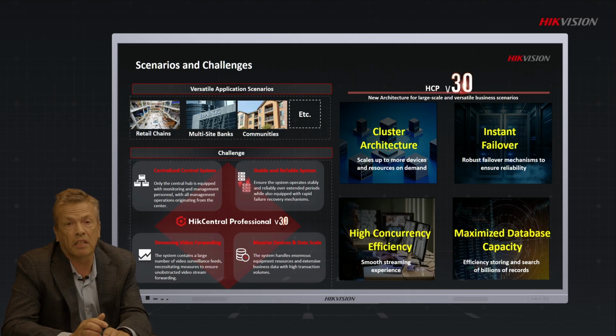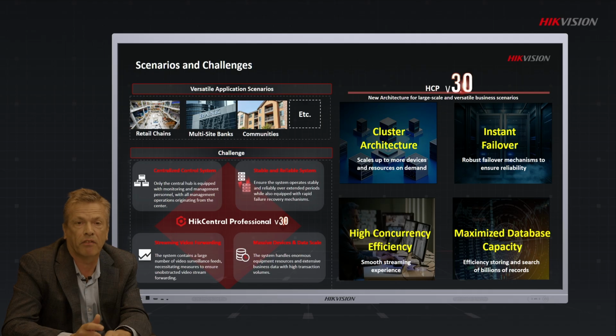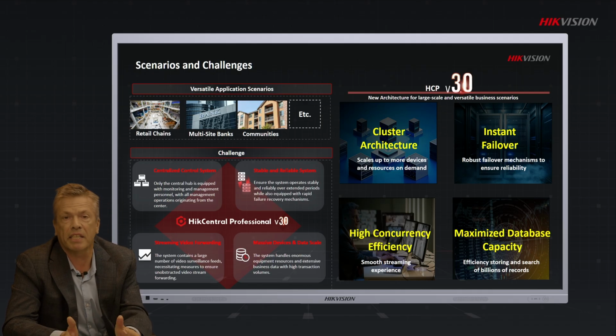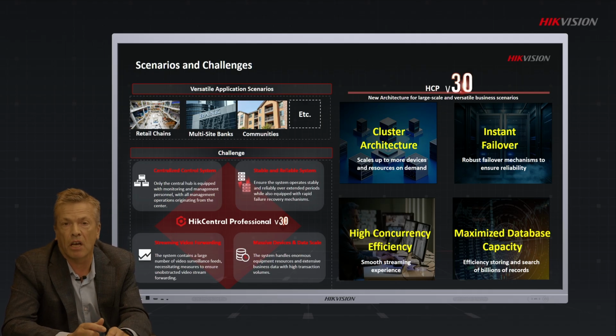As we move into large-scale central management scenarios, think retail chains, multi-branch banking, large community estates, we often encounter a common set of challenges. First, the issue of centralized control. All devices and video feeds are managed from one central server. How do we scale that up without one central server becoming a bottleneck? Second, stability. When you have massive numbers of devices, channels and video streams, can the system run reliably with minimal downtime or failures?